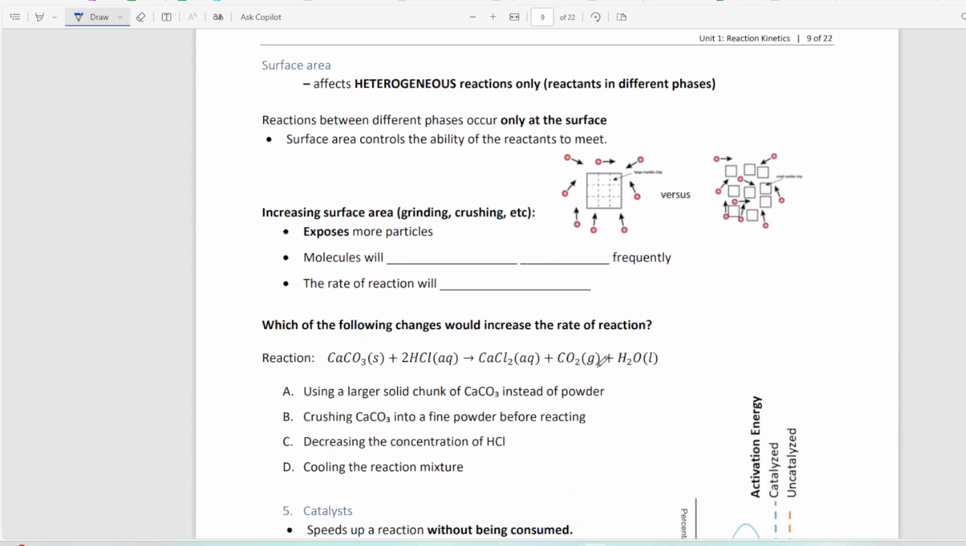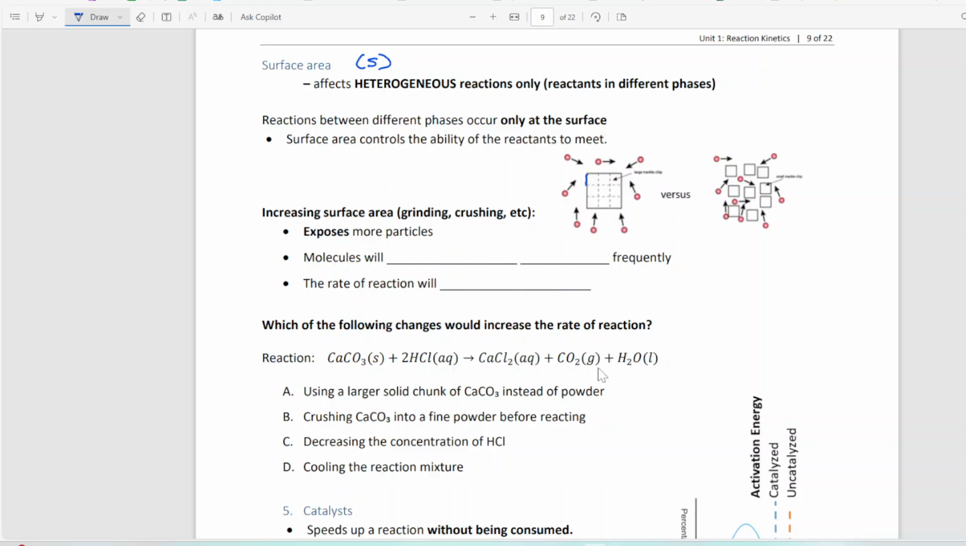They're fast, but they like to escape. All right, the next one is surface area. So surface area is something that affects heterogeneous reactions only, meaning reactants in different phases, so like solids and aqueous, or solids and liquids, or gases and liquids, or anything along those lines. The key thing for me is that I only really think about increasing surface area when I'm talking about solids, right? Because reactions between things in different phases occur only when they're able to meet. So only on the surface level.